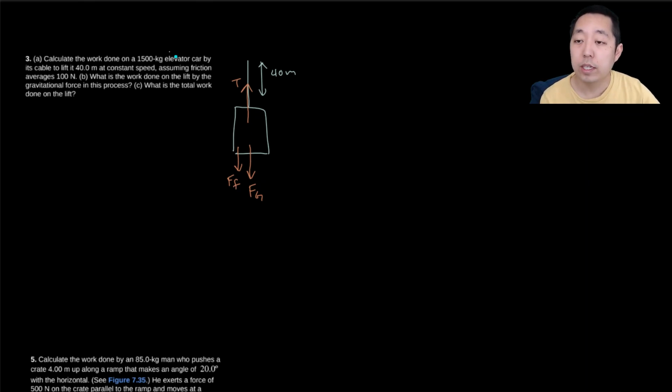Now, the reason we have to do this free body diagram is that the work done by the lift force, or the tension, which is the lift force, is going to be the tension times the distance traveled. So I need to know what the tension, or the lift force, is in order to calculate the work done by it. And so that's why I have to do a free body diagram.